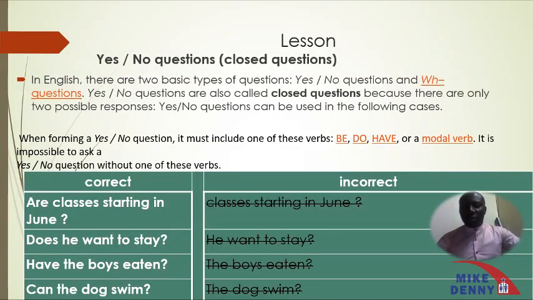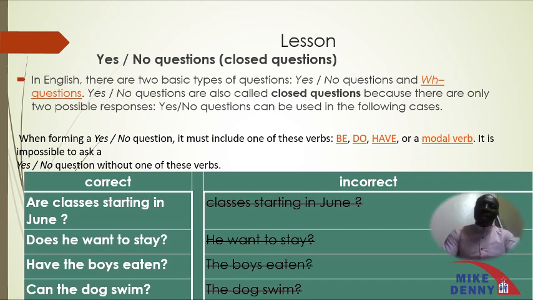Yes or no questions, also known as closed questions. In English, there are two basic types of questions. We have the yes or no questions and WH questions. Yes or no questions are also called closed questions because there are only two possible responses. You either say yes or no.